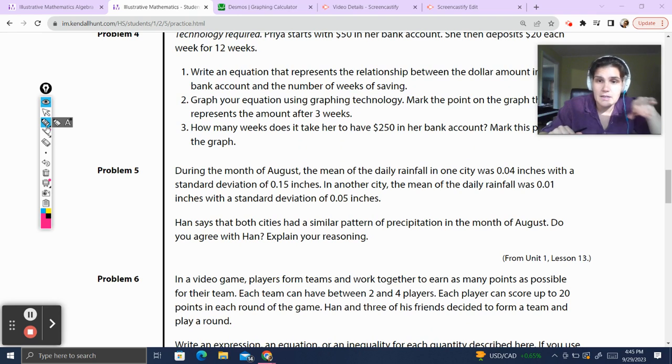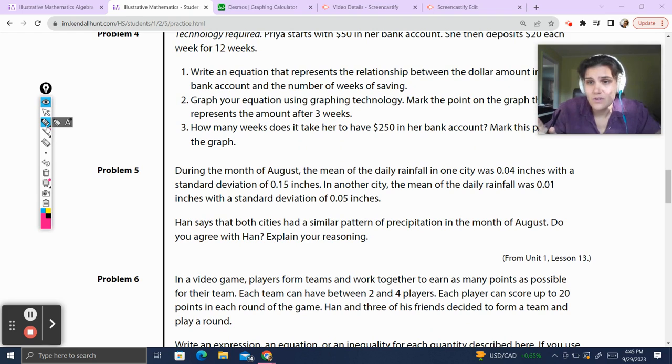And sometimes it ranged down, probably to 0, because we don't have negative rainfall. However, in City 2, the mean was 0.01, which is kind of close to 0.04, but the deviation was only 0.5, so it went between 0.01 and 0.6 on a regular basis. So I would say there's a lot more rain in City 1, and Han is wrong.